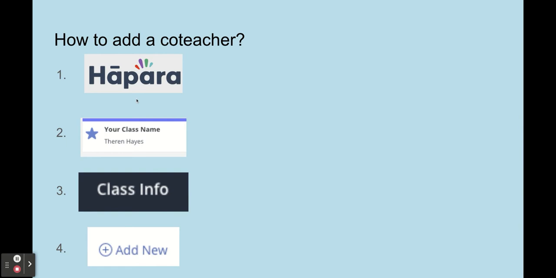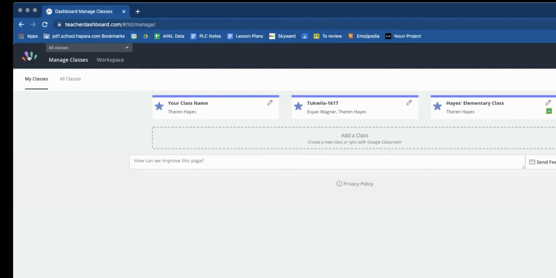What you're going to next look at is the first step is log on to Hapara Teacher Dashboard by going to TeacherDashboard.com and signing in as you. Go to your class that you have. Go to the class info section of that, and then you're going to go to teachers and choose add new. So it looks like this.